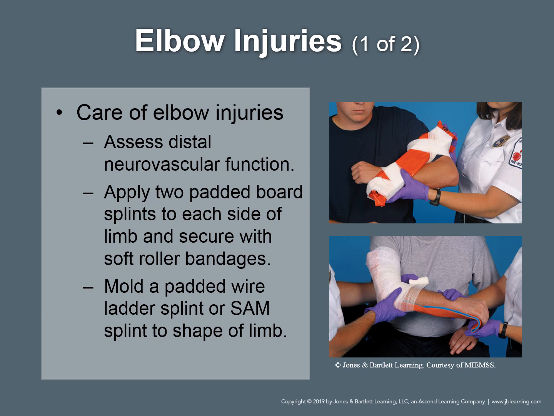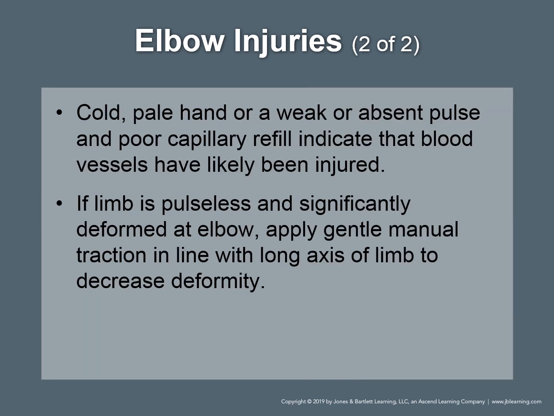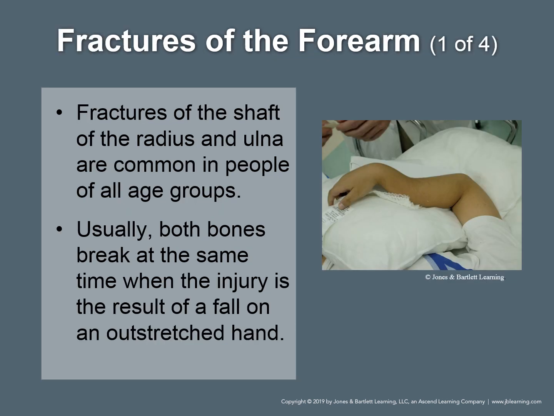Always splint above and below the place of the injury, and make sure your splint restricts, if not completely eliminates, movement of that extremity. A cold, pale hand or weak, absent pulse and poor capillary refill indicate reduced blood flow. If the limb is pulseless and significantly deformed, apply gentle traction and try to pull that back into place.